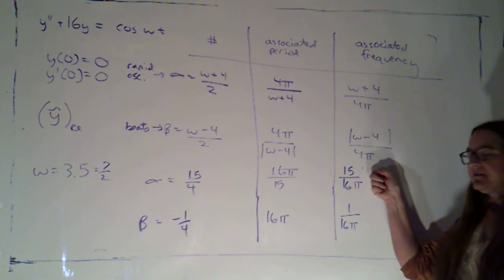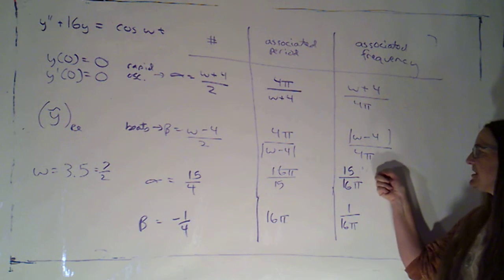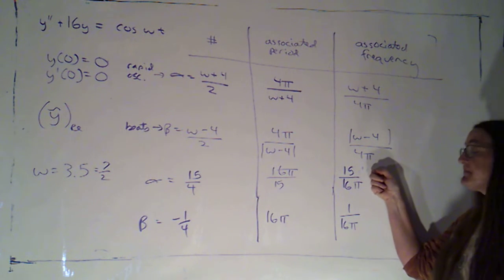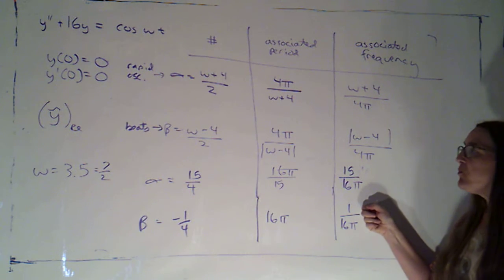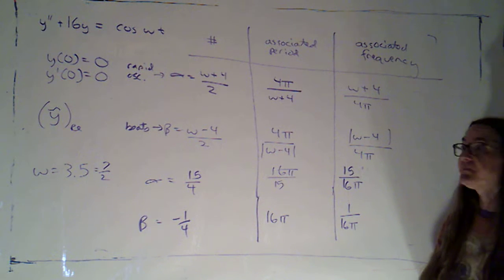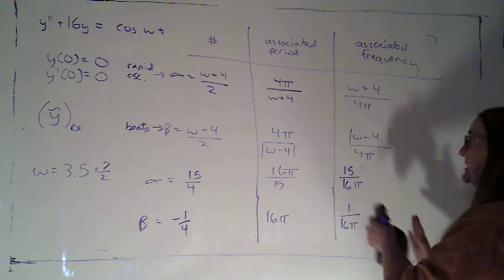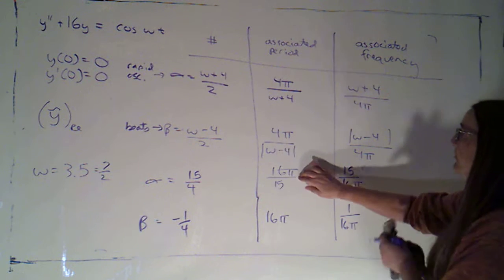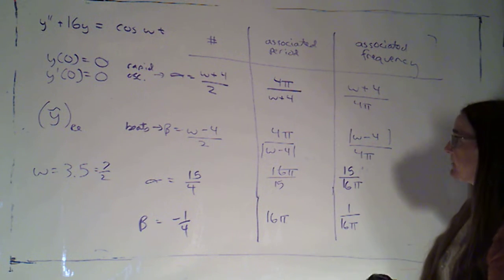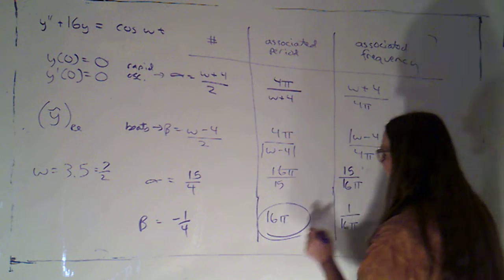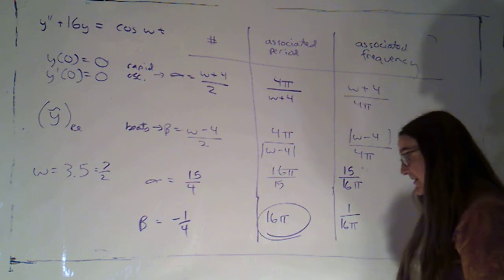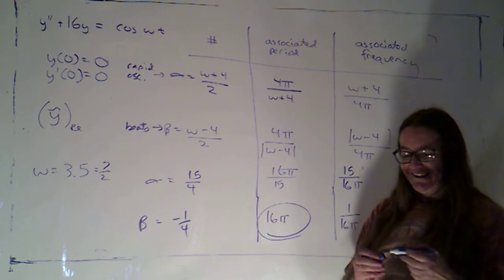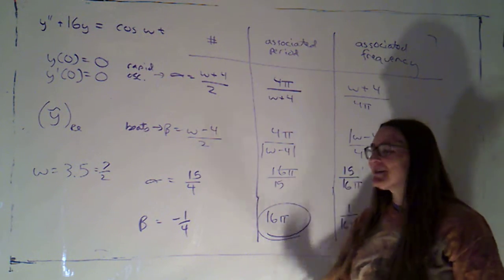15 rapid oscillations for 1 beat, because this frequency is 15 times bigger than this one. So we're going to have 15 rapid oscillations for every 1 beat that we have. Okay. And I know that the beats are I'll have 1 beat over an interval of like 16 pi. Beta was for the beats. Okay. So I think we're just about ready to graph this solution. Again, we've been going for a while, so I'm going to stop this video and we'll finish this problem in the next one.